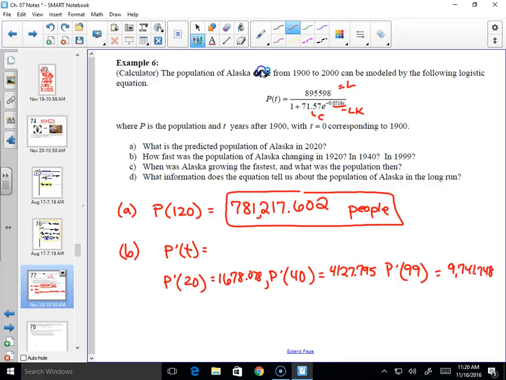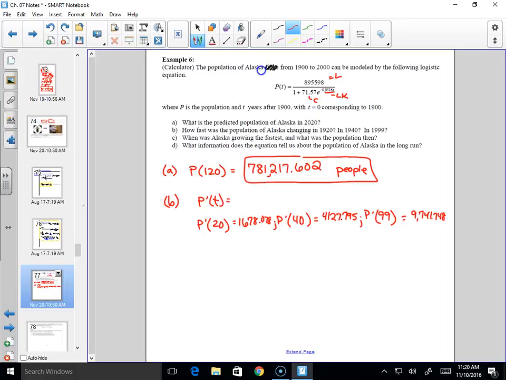9,741.748. You guys are double checking me, right? You did. So it seems to be increasing. Why is it increasing? Because the derivative is what? Positive. It's increasing, but it's increasing at an increasing rate. Exactly. So that's letter B.